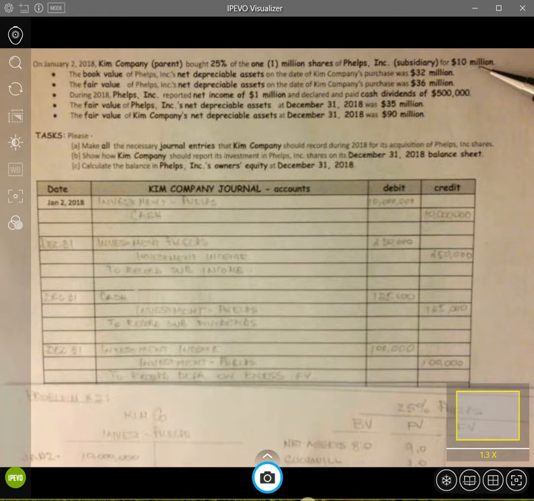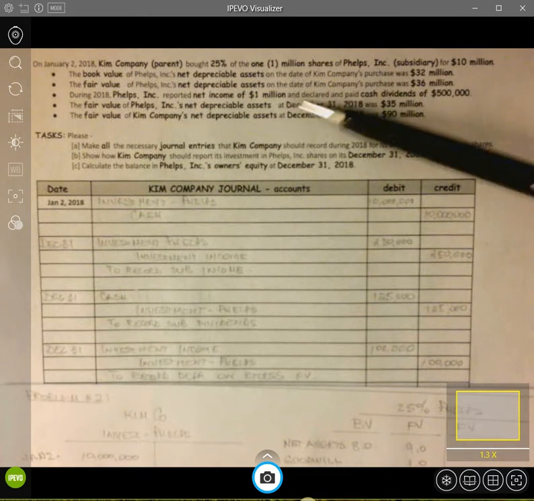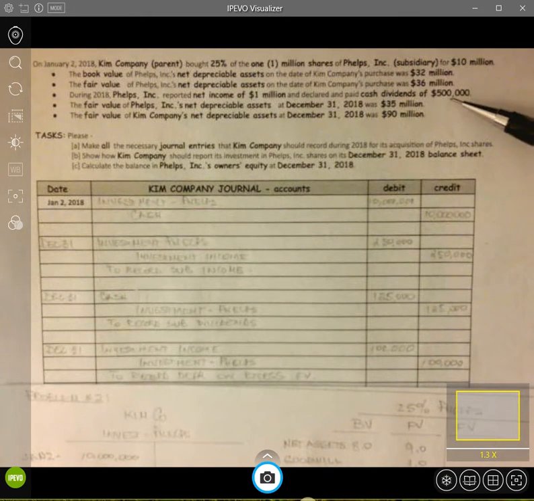The book value of the net depreciable assets of Phelps on the date of purchase was $32 million, and the fair value of these same net assets was $36 million. During the year 2018, Phelps Inc. reported net income of $1 million and declared cash dividends of $500,000.